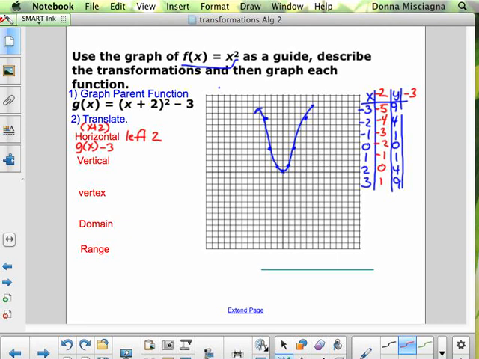Let's try that again. 9 minus 3 is 6. 4 minus 3 is 1. 1 minus 3 is negative 2. 0 minus 3 is negative 3. 1 minus 3 is negative 2. 4 minus 3 is 1. And 9 minus 3 is 6.